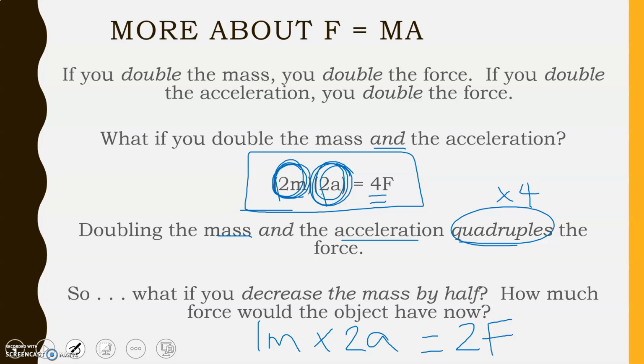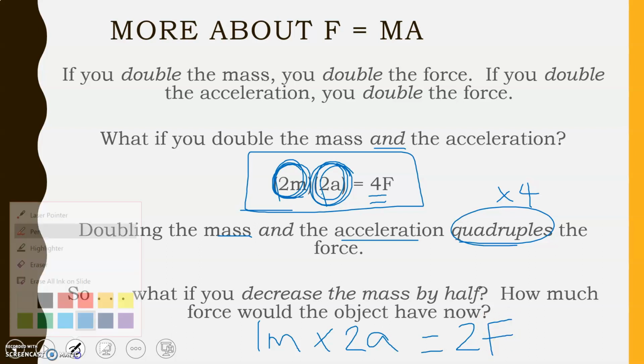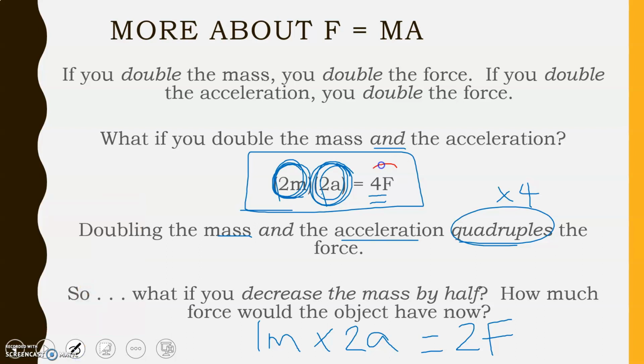So our force, what happened to it? Well, it went from 4F to 2F. So when we halved the mass, it now halves the force. So whatever you do to the mass, it's going to directly affect that force. If you double the mass, you're going to double the force. If you decrease the mass by half, you're going to be decreasing the force by half as well.